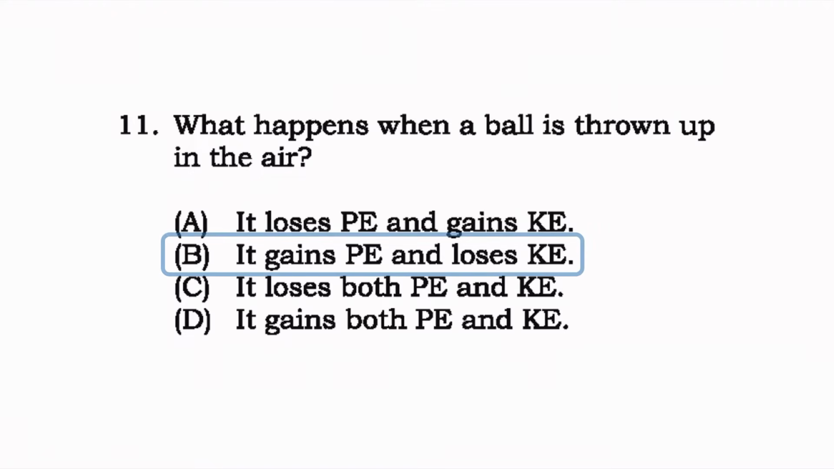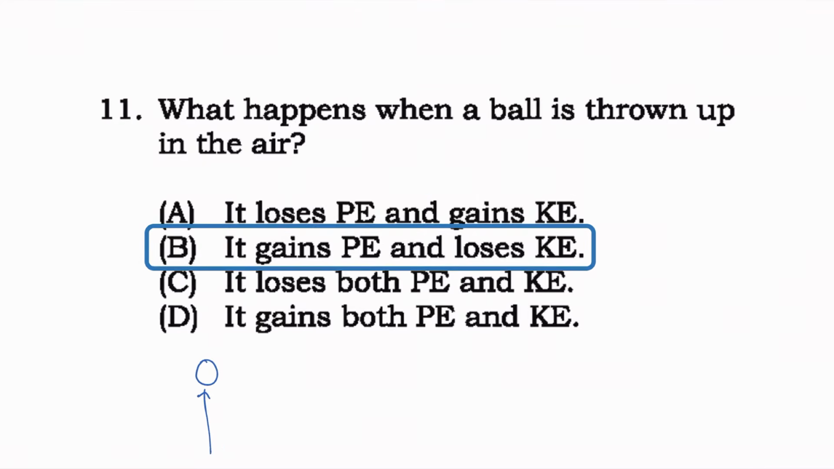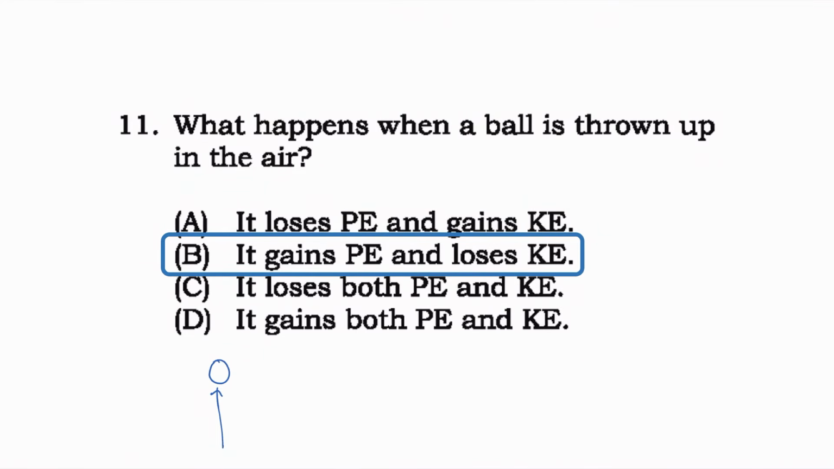So, number 11, what happens when a ball is thrown up in the air? The answer for this one is letter B. It gains potential energy and loses kinetic energy. So, habang binato mo yung bola sa air, yung potential energy kasi yung formula niya is mass times gravity times height. So, tumataas yung height, so nag-i-increase yung potential energy or yung energy at rest. And kapag nag-i-increase yung energy at rest, bumababa yung kinetic energy or yung energy at motion.